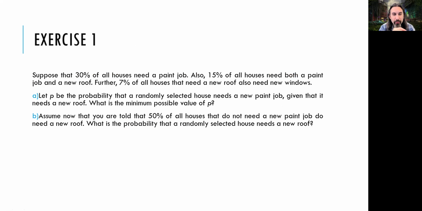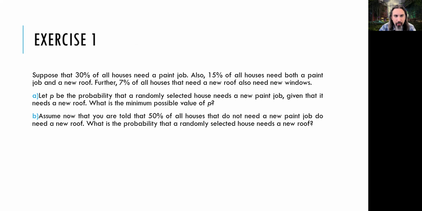Suppose that 30% of all houses need a paint job. Also, 15% of all houses need both a paint job and a new roof. Further, 7% of all houses that need a new roof also need new windows. It's giving us probabilities, and we're going to write them down. Let P be the probability that a randomly selected house needs a new paint job, given that it needs a new roof. What's the minimum possible value of P?